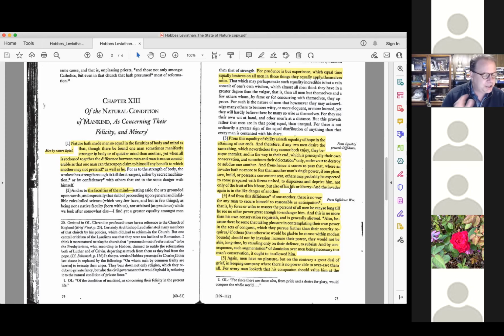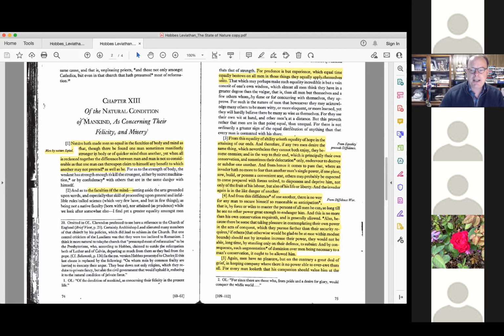Question. Let's translate this into language we understand. What are we equal in exactly? Mind. Mind and what else? The faculties of body and mind. Body. Yes. Mind. So we're equal in body and mind.